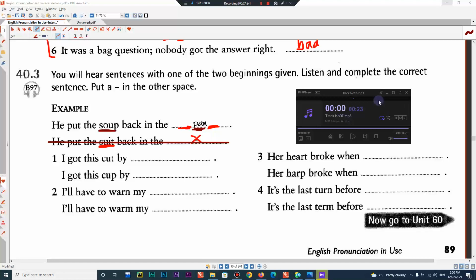So I recommend that you go back, listen again, and try to do it on your own. Now I'm going to listen again and answer.